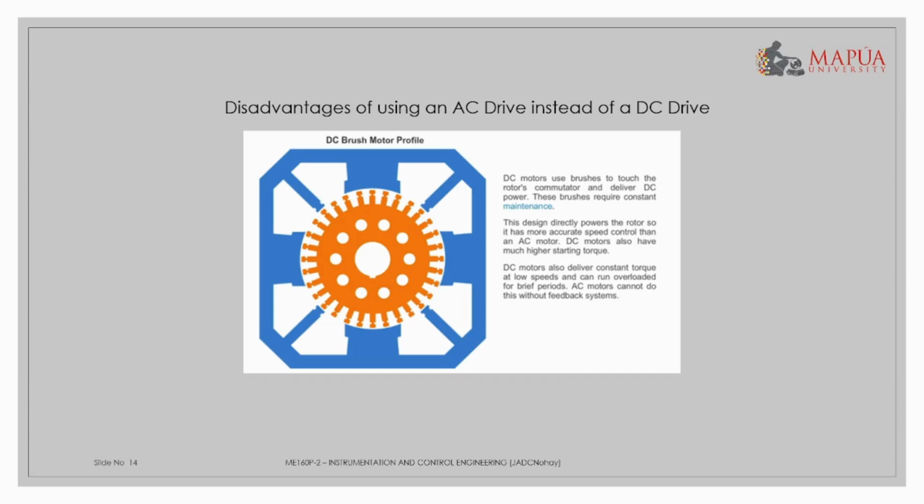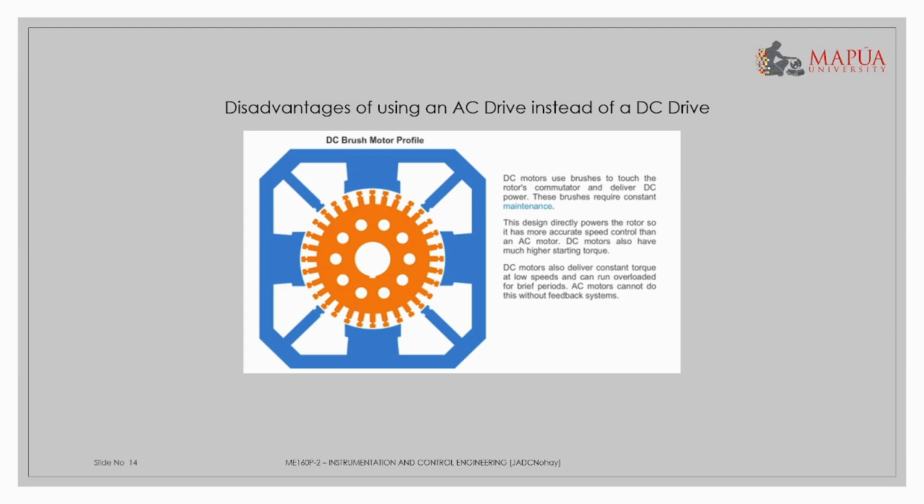Disadvantage of using an AC drive instead of a DC drive. DC motors use brushes to touch the rotor commutator and deliver DC power. These brushes require constant maintenance. This design directly powers the rotor, so it has more accurate speed control than an AC motor.